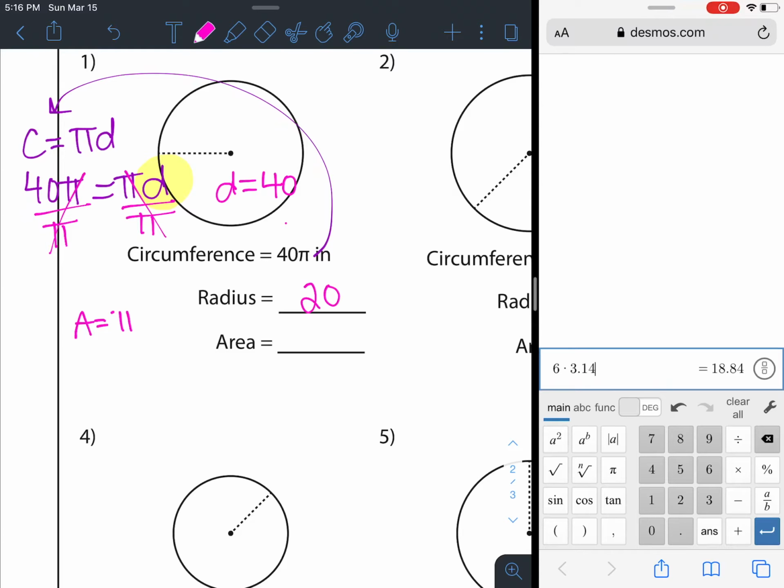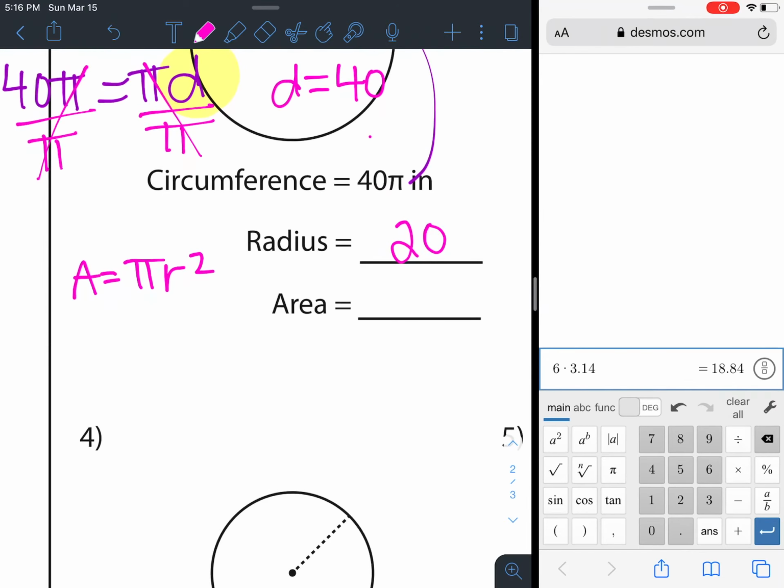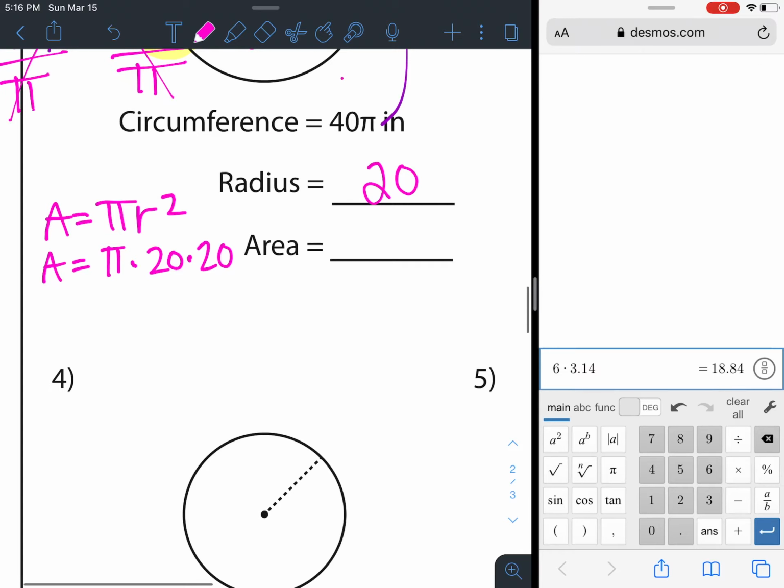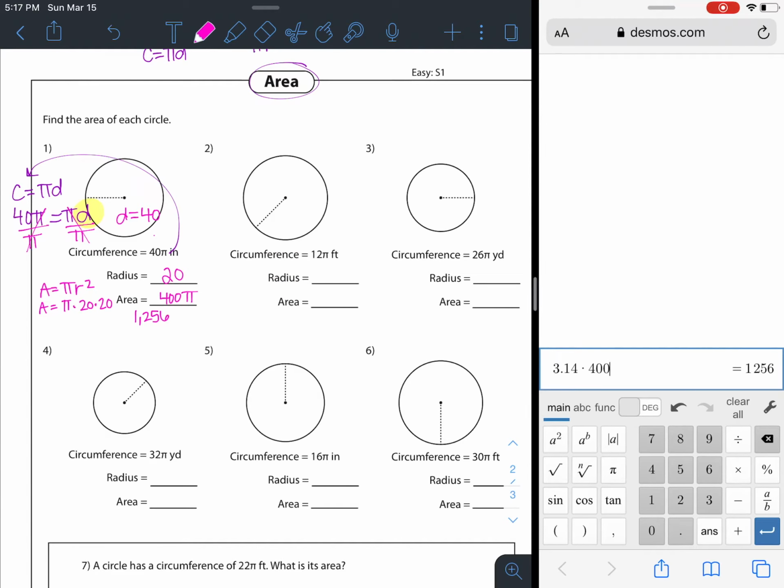So then last step, area equals pi r squared. Plug in 20 for the radius. Remember, that means pi times 20 times 20. So either 400 pi or 1,256. This whole worksheet gives them to you in terms of pi. Remember, if there's not a pi symbol, you have to actually divide by 3.14.